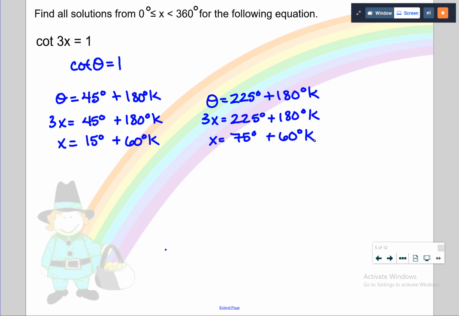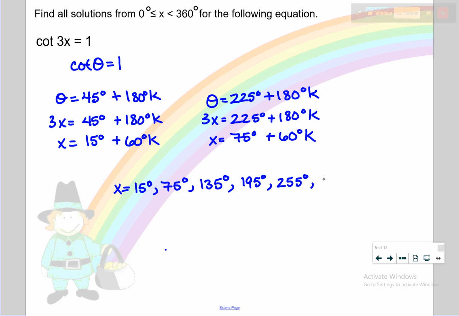Okay, and again, all solutions, that's it. We want solutions between 0 and 360. So let's start listing them. What's my first answer between 0 and 360? 15. And then if I add 60 to that, I get 75. And if I add 60 to that, I get 135. If I add 60 to that, 195, 255, 315. And then after that, it's going to be too big.